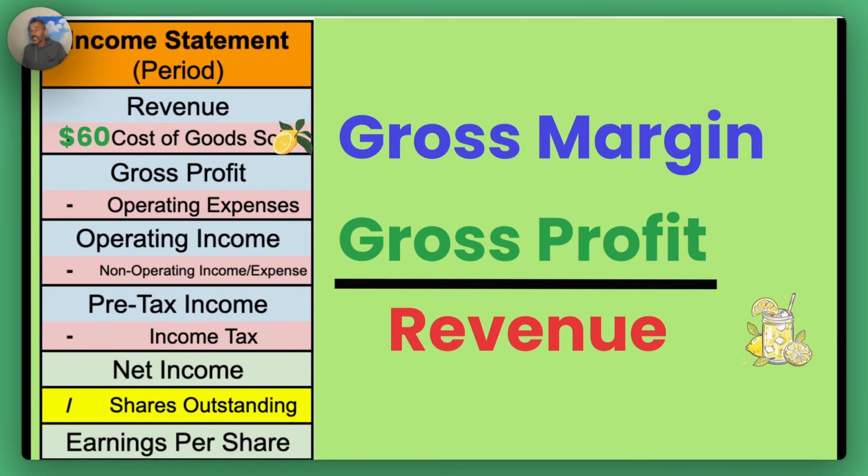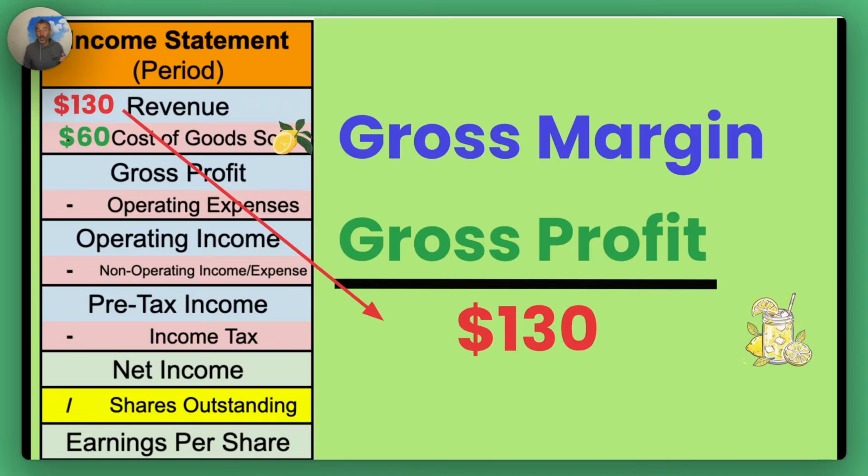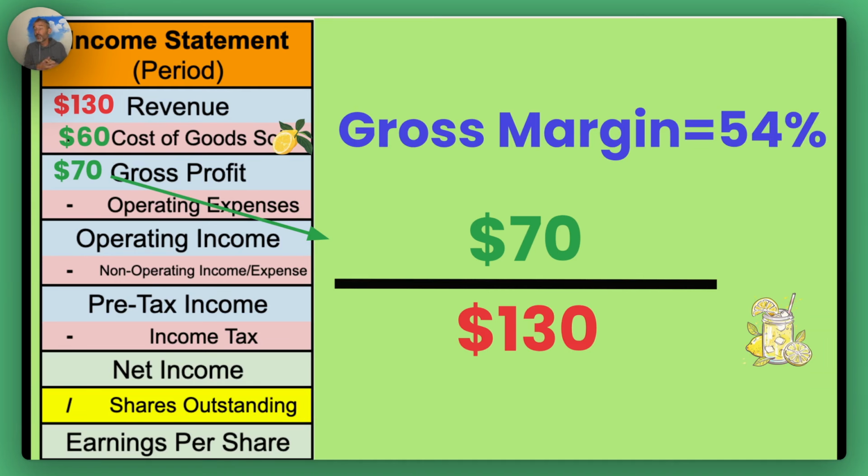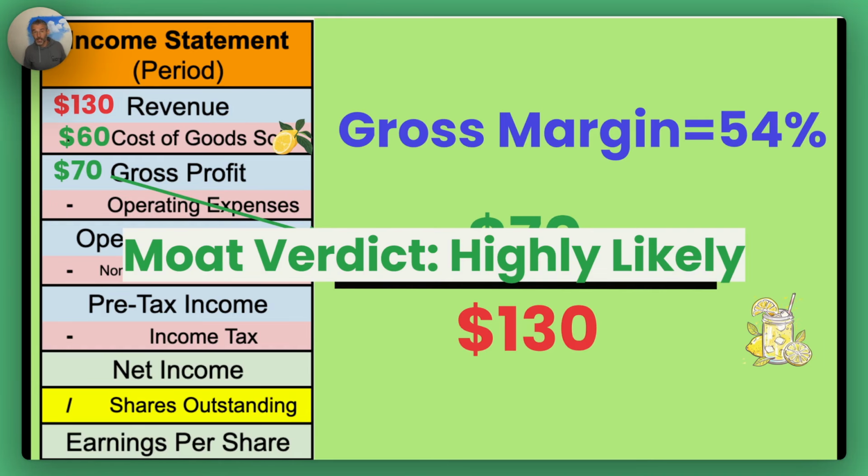Now, you're willing to spend a little bit more for those lemons. So you spend $60 for an hour's worth of lemonade that's sold, but you're going to raise the price because no one else can get these lemons. You have an exclusive relationship and people are willing to pay for that. So they'll give you $130 per hour. Now, your cost of goods sold was higher, but your revenue increased even more. Your gross profit was $70 and your gross margin went from 50 to 54%, even though you've got competition. And so our verdict is, well, now a moat is really likely.